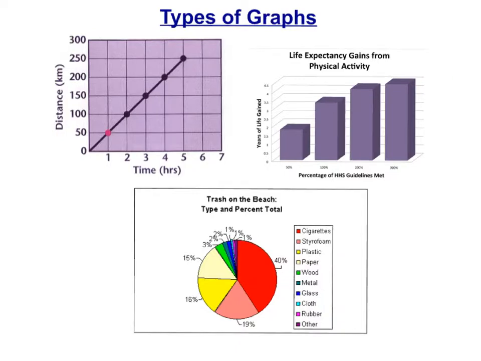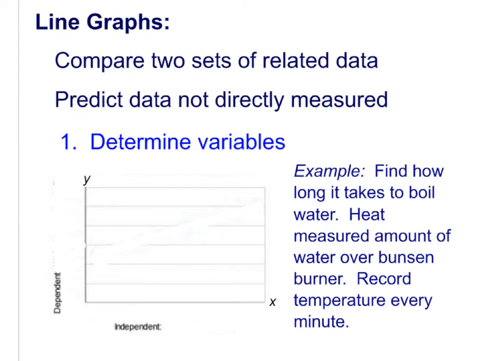So here are some different types of graphs. We have a line graph, a bar graph, and a pie graph or circle graph. We're going to look at each of these different types of graphs and how we make them. Let's start with our line graph. That's probably one of the most useful, and we're going to be using it a lot this year.